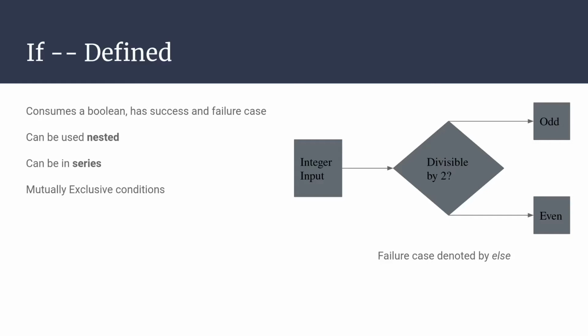So this means if my input is divisible by 2, then it's even. If it's not, it's inherently odd. These are two things that cannot coexist. An integer cannot be even and odd.